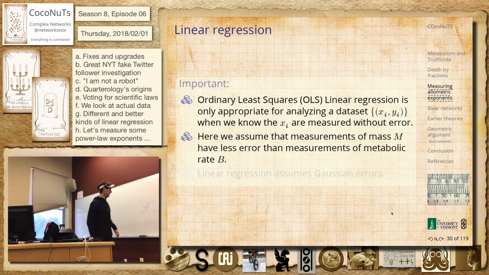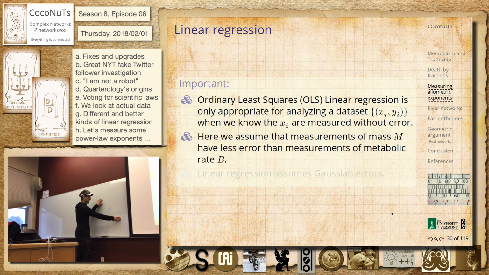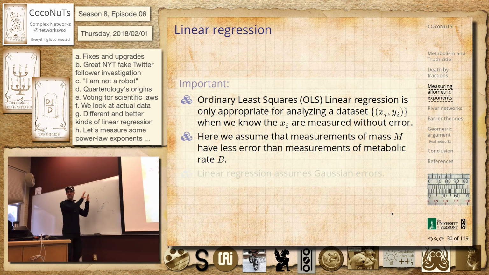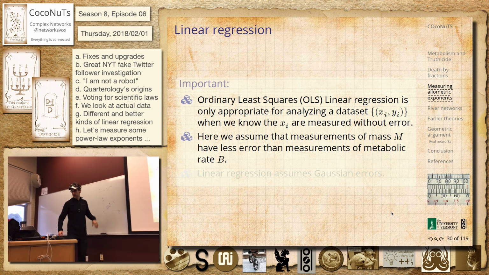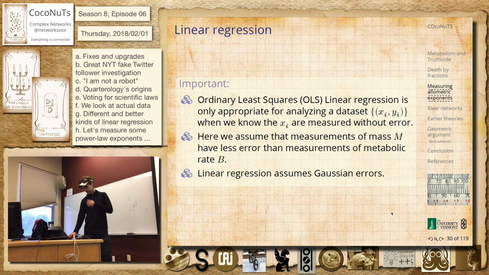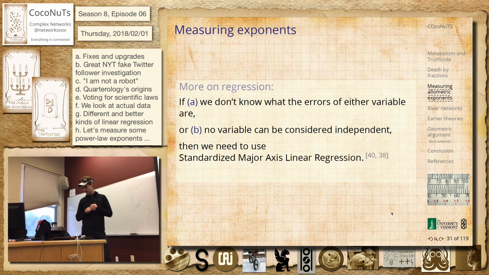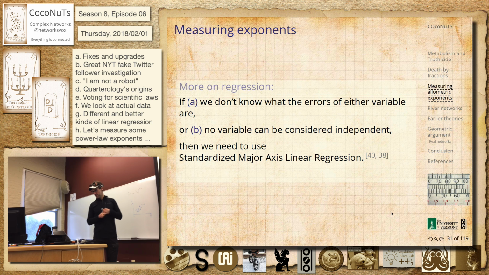But we would certainly, if this is mass and this is something like metabolism, mass we can measure well, right? So we're going to be happy about that. Metabolism, much messier. So it's going to fit into classic regression. Okay, well, is that true? Okay, ordinary least squares is a good thing. So standardized, I guess it's now called standardized major axis linear regression. So that's what you do if we don't know what the errors are, right? So it's just a big mess.